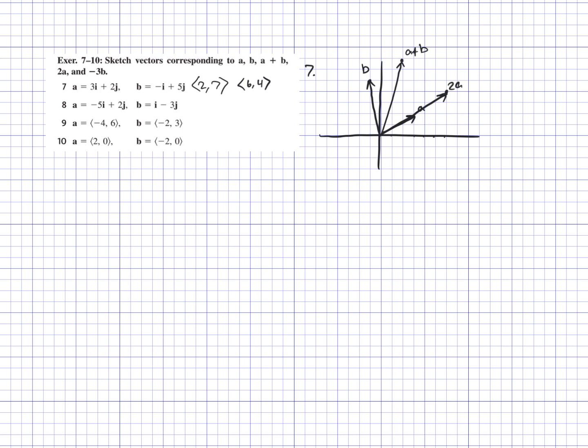And then we have negative 3B. Negative 3B is positive 3 and negative 15. All right, so 1, 2, 3, and 1, 2, 3, 4, 5, 6, 7, 8, and so on up to 15, way down here. So that'd be negative 3B. Okay, that's how you do that. That's number 7. I'm going to erase the bottom part of that.